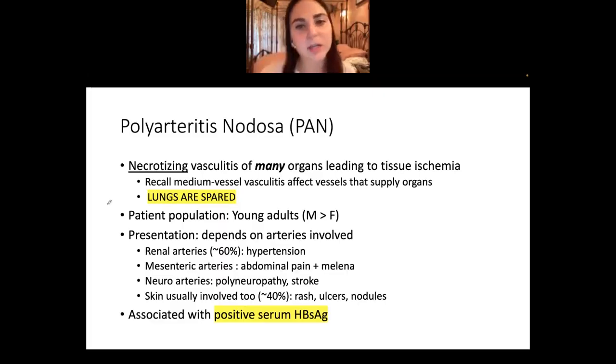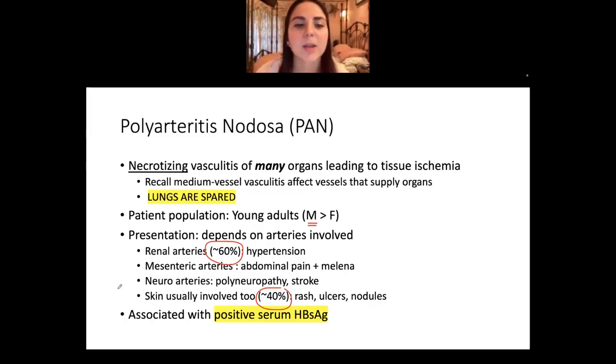Patient population for this is young adults. Males are more common than females. Not saying females can't get it, but this is one of those weird ones where males tend to come up more in the prompts than females. Your presentation is going to depend on which arteries are involved, and I tried to highlight the ones you would be more likely to see on your vignettes. Renal arteries are typically always involved with polyarteritis. I know it only says 60%, but with polyarteritis questions, I typically see hypertension because of the renal arteries.